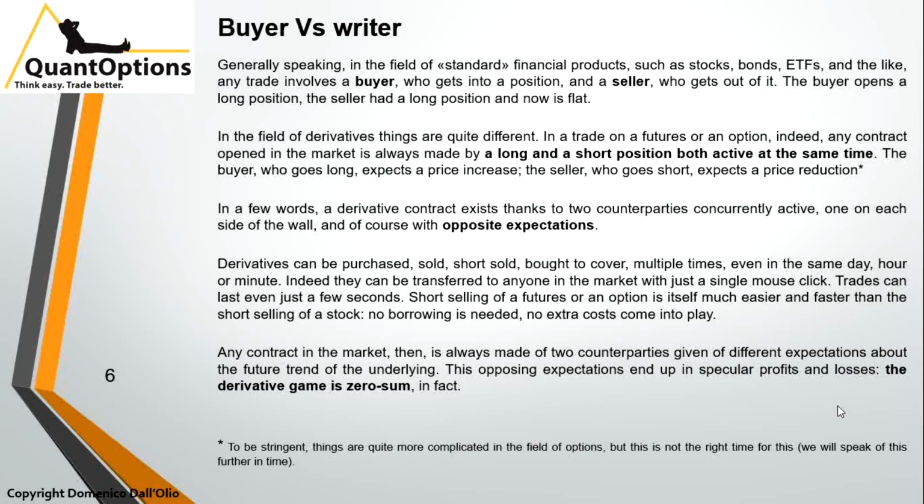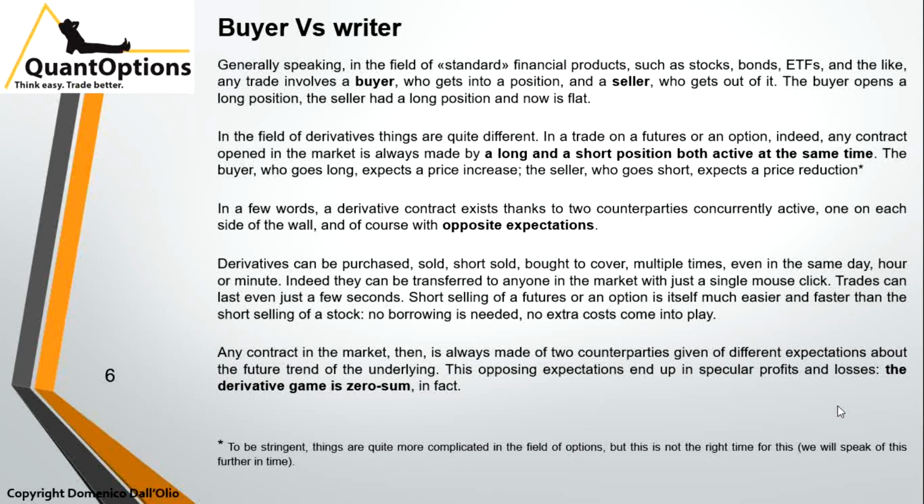Derivatives can be purchased, sold, short sold, bought to cover multiple times, even in the same day, hour or minute. Indeed, they can be transferred to anyone in the market with just a single mouse click. Trades can last even just a few seconds. As I said before, in the moment you purchase a futures or another derivative, you do not have to keep it till the maturity. Short selling of a futures or an option is itself much easier and faster than the short selling of a stock. No borrowing is needed, no extra costs come into play. You just need to click on the sell button instead of on the buy button.